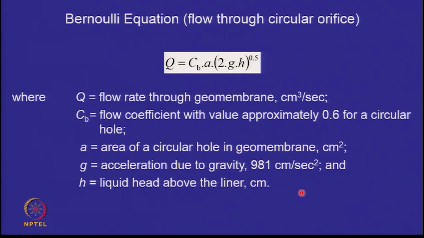We are now looking at, if I make 2 holes, what is Q? Please do this computation for me. In this formula you can use CB equal to 0.6, and you'll have to multiply this with 2 because this is per hole. G is 981 and H will be 30.